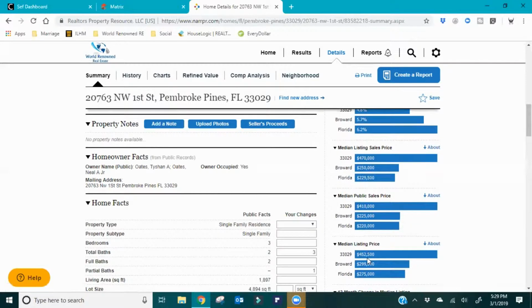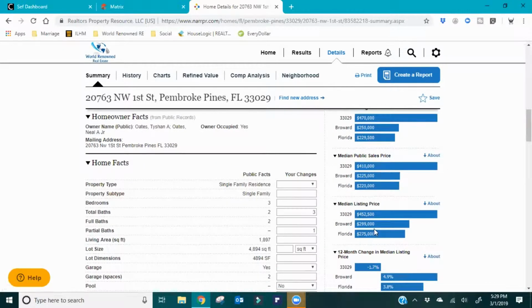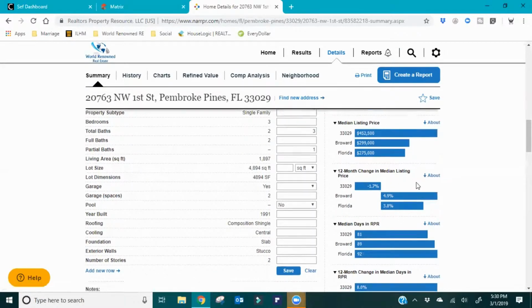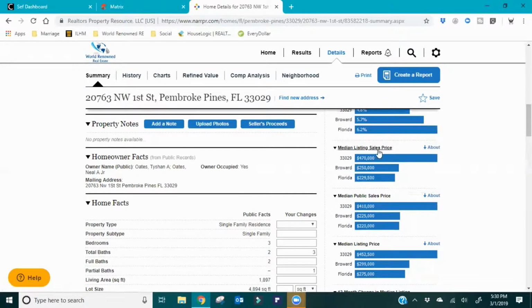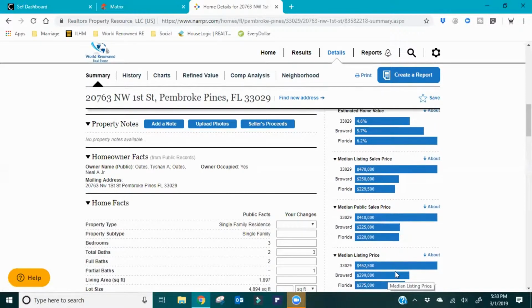And then, of course, the median list prices you'll see here. I have that in here as well. With the median listing sales price and median listing price, I'm always looking at the list price to sales price ratio. You'll see that here in this zip code, the list price to sales price ratio is more than 100%. That's great.